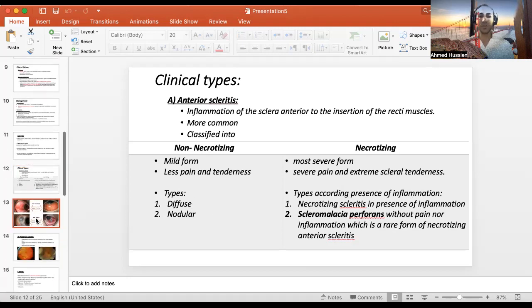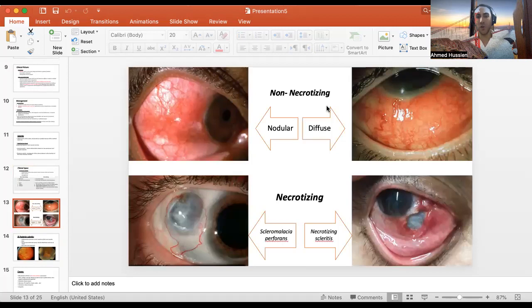So how does it look? So this is a non-necrotizing form of scleritis. There is a nodule here, which is deep in contrast to the episcleritis nodule. The episcleritis nodule is superficial and can be easily mobilized on the surface of the eye. Here, no, you are not able to move this nodule on the surface of the eye because it's deep inside the scleral tissue. So this is nodular non-necrotizing scleritis. There is inflammation of the sclera itself, there is tissue congestion, there is a nodule, and this nodule can't be mobilized on the surface of the eye.